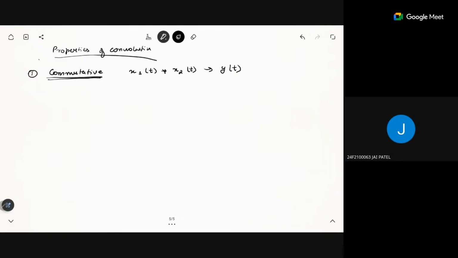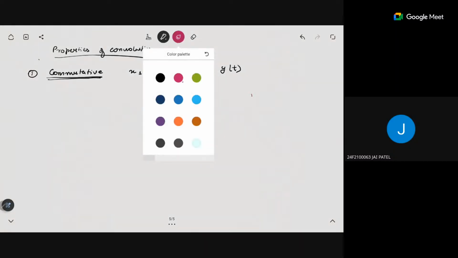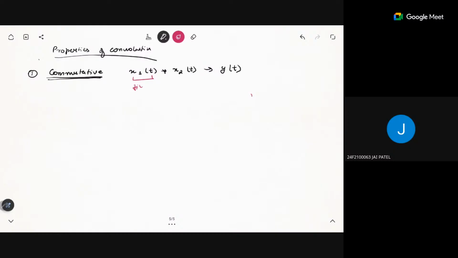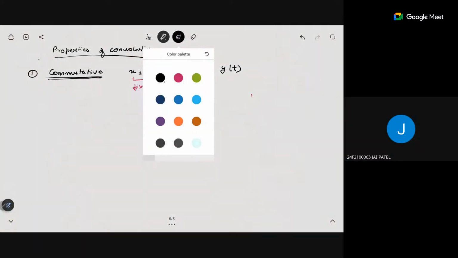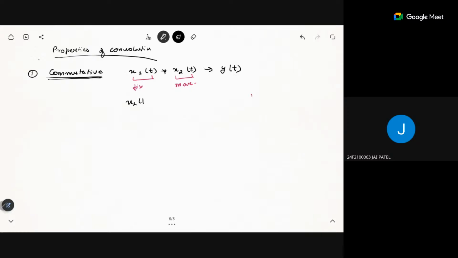I have just told you that one is fixed and the other is moving. So this can be your transfer function, h(t). Now, if I change the order, that means x2(t) convolved with x1(t), this will also give the output as y(t). So your output remains the same.